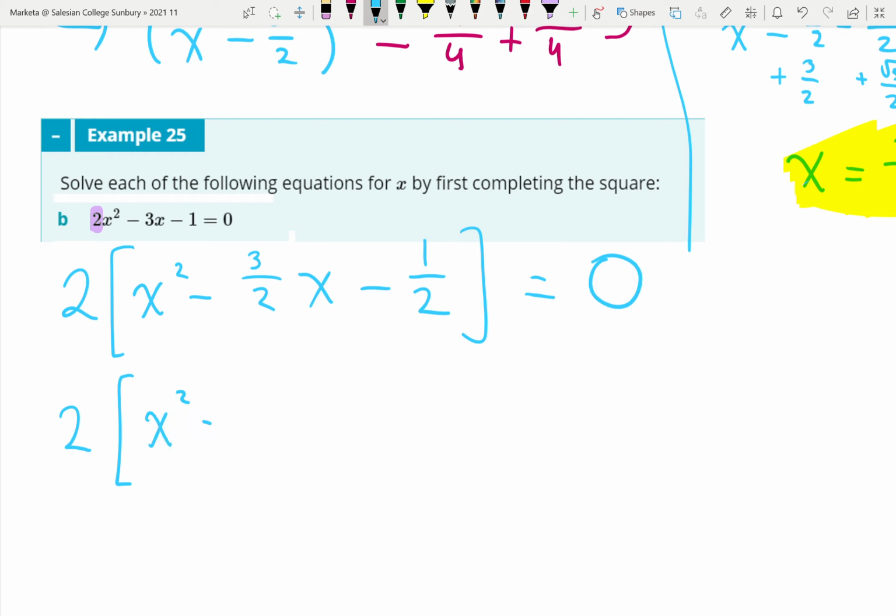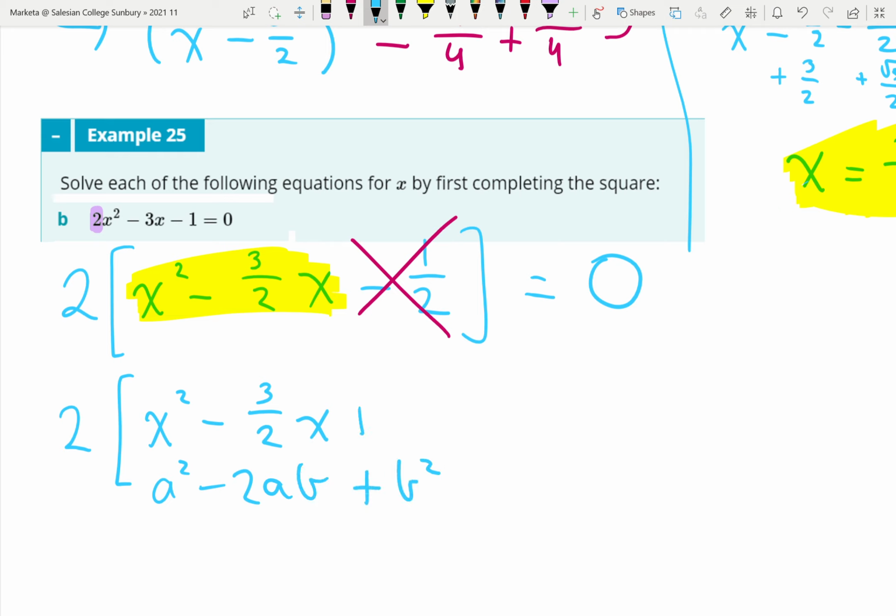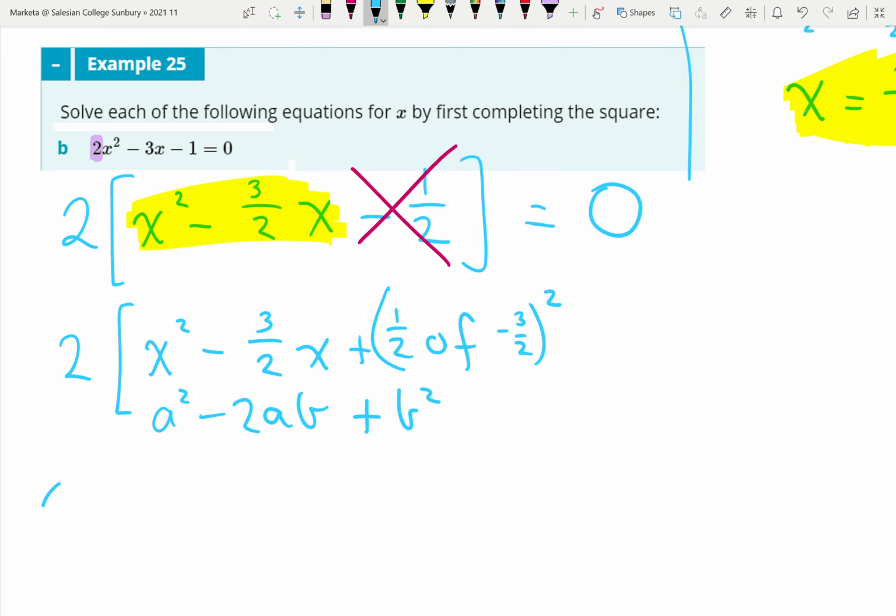We've got x squared minus 3 on 2x. And remember that to complete the square, we take the first 2 terms and we essentially just ignore that for the time being. So to get, this is a squared minus 2ab. We want b squared. To get b squared, we say plus half of negative 3 on 2 is b squared. So this is going to give us the square. So let's do that part first. So x squared minus 3 on 2x plus, of means times in maths, 1 times negative 3 is negative 3, 2 times 2 is 4. So that's going to be negative 3 on 4 squared.